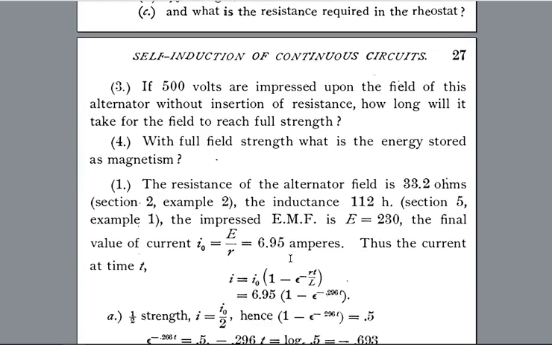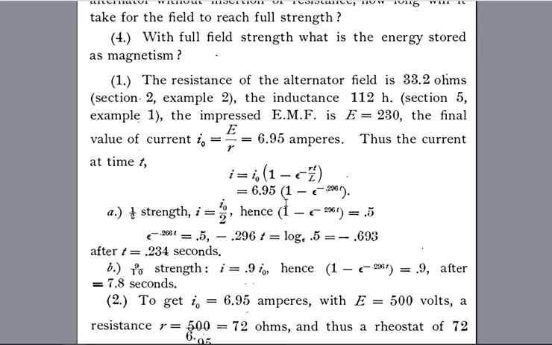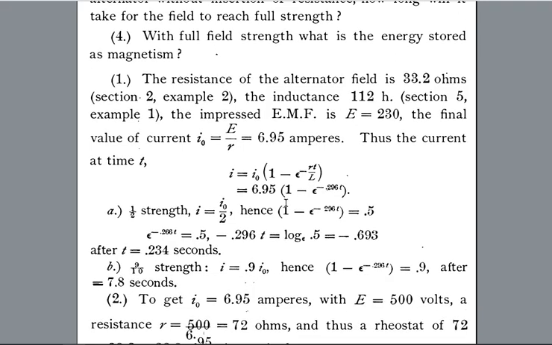1. The resistance of the alternator field is 38.2 ohms, the inductance 112 henries. With impressed electromotive force 230, the final value of current I0 equals E/R equals 6.95 amperes. Thus, the current at time t is I equals I0 (1 - e^(-Rt/L)), or I equals 6.95 (1 - e^(-0.34t)).